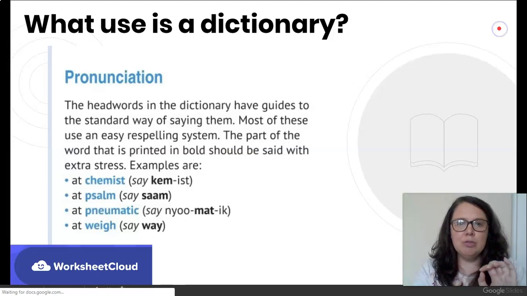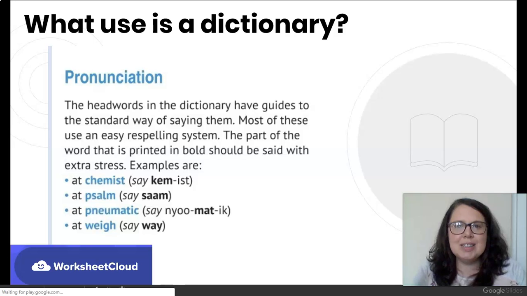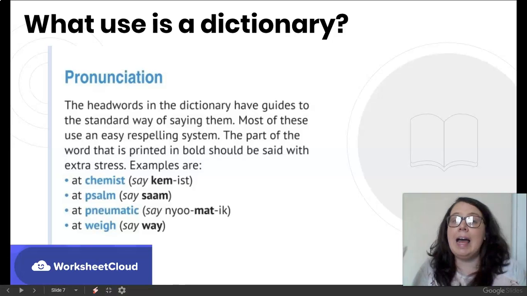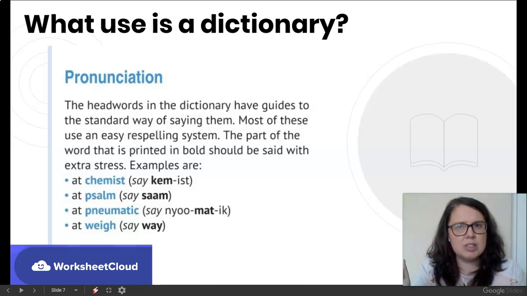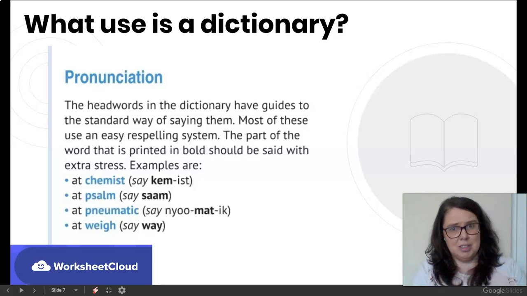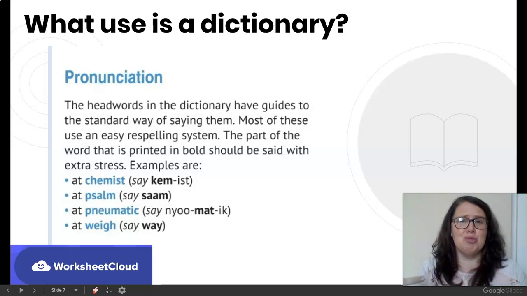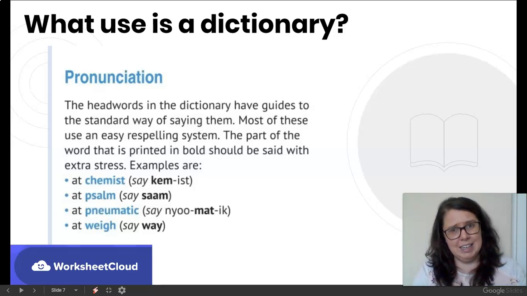Okay, so if we're talking about a dictionary, you might want to ask me, what is the use? I have spoken to you about an enhanced vocabulary. A dictionary also helps you with pronunciation. Very often, 90% of the time, a word is not really pronounced just as it's seen.